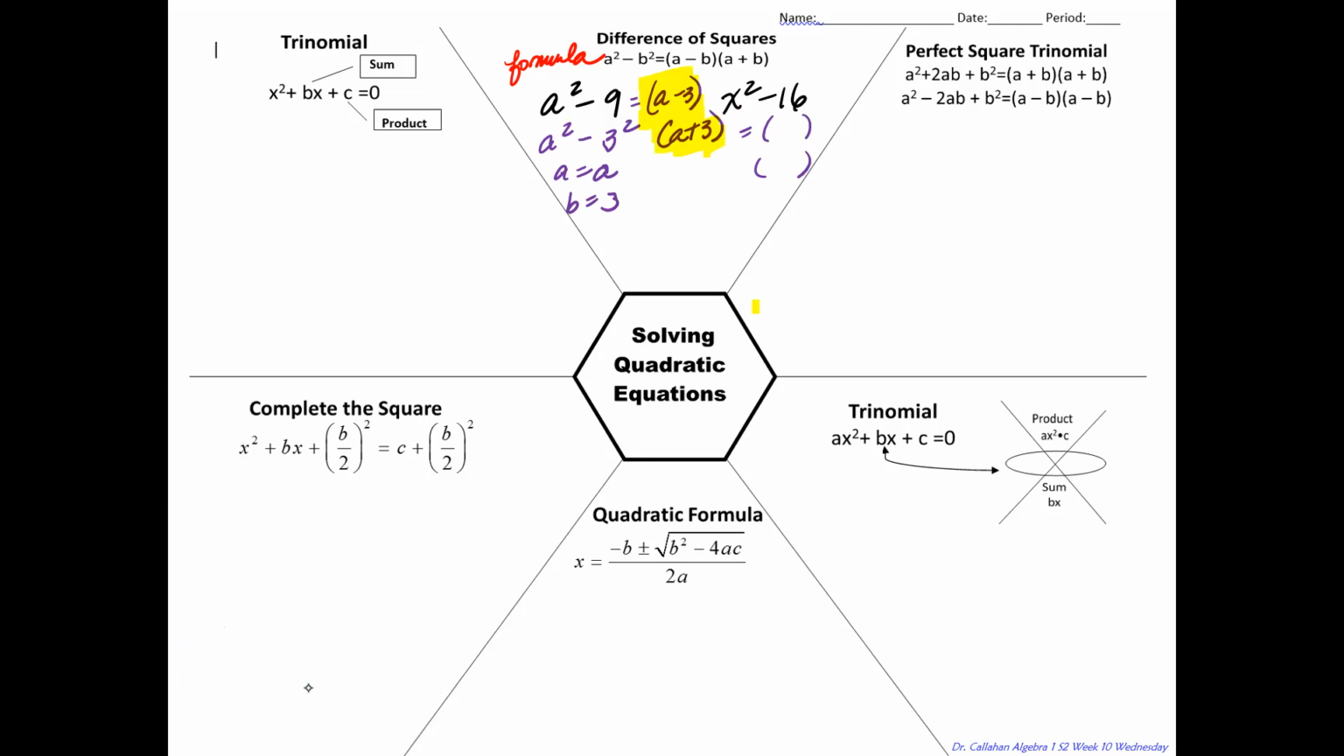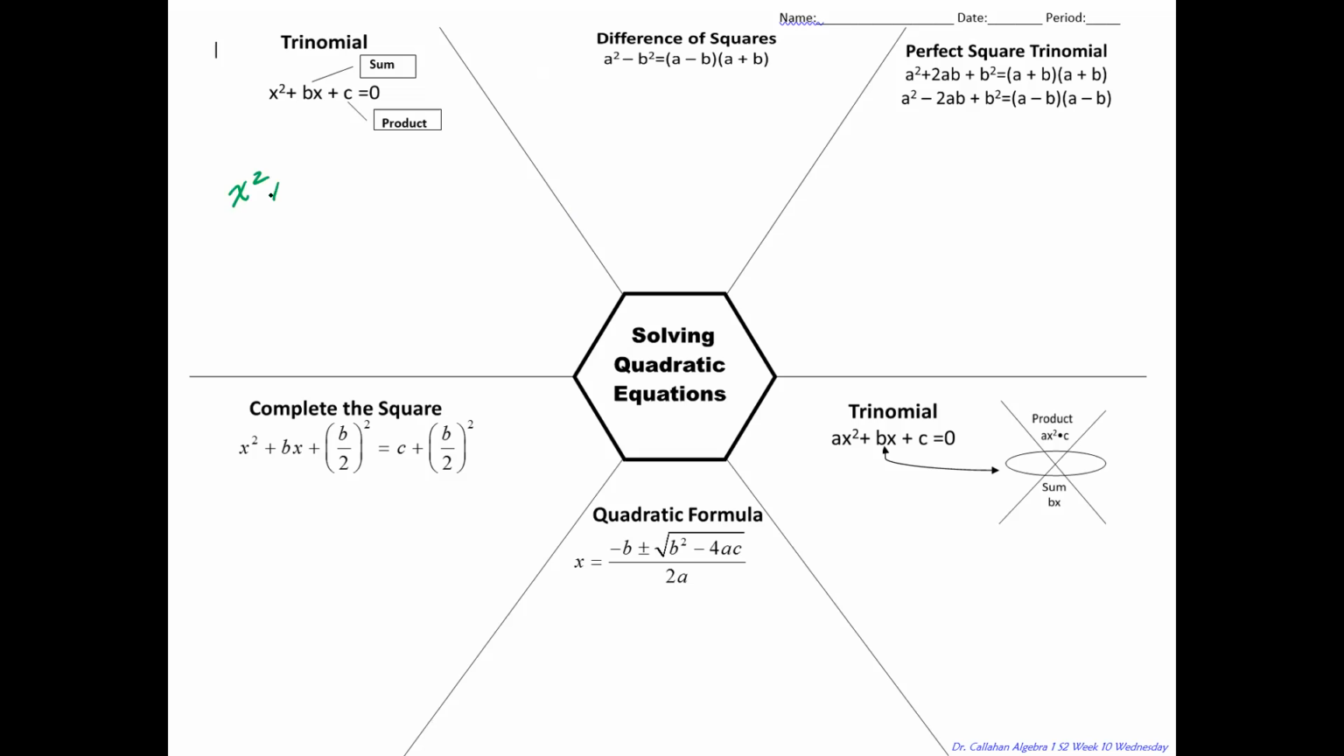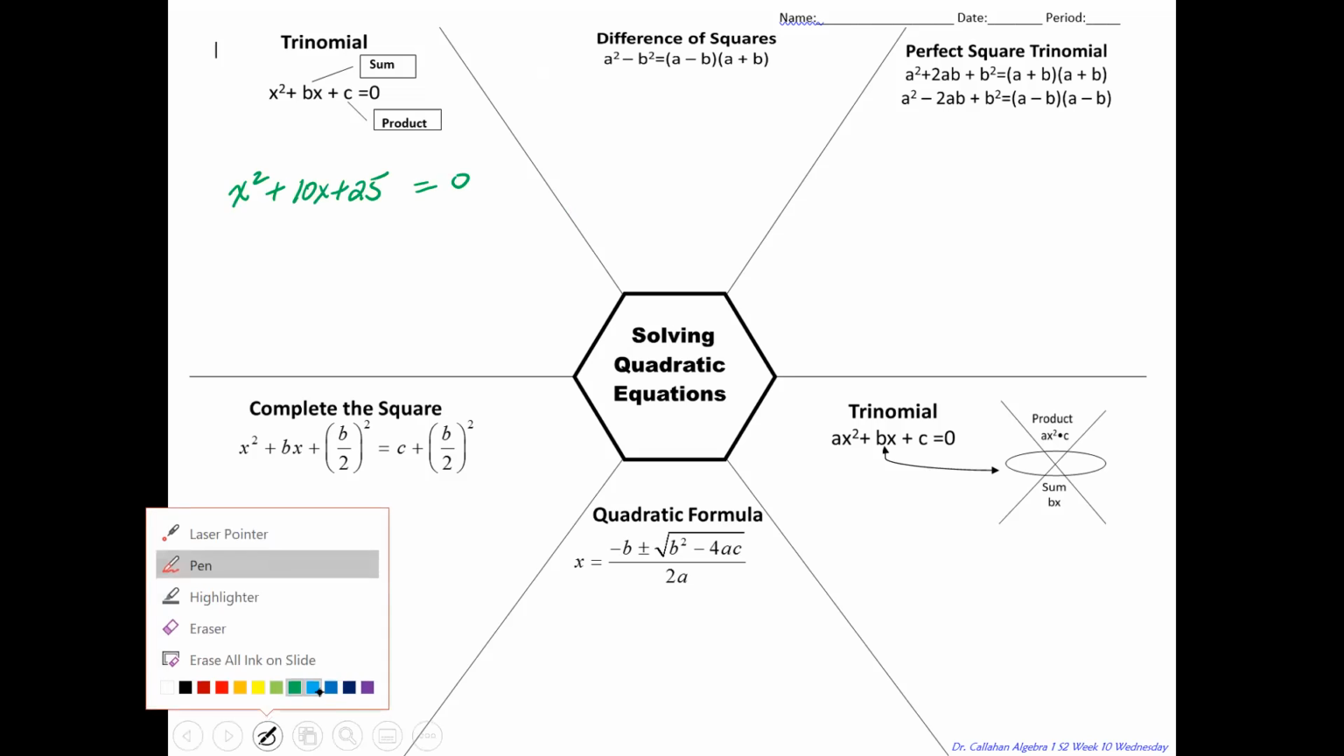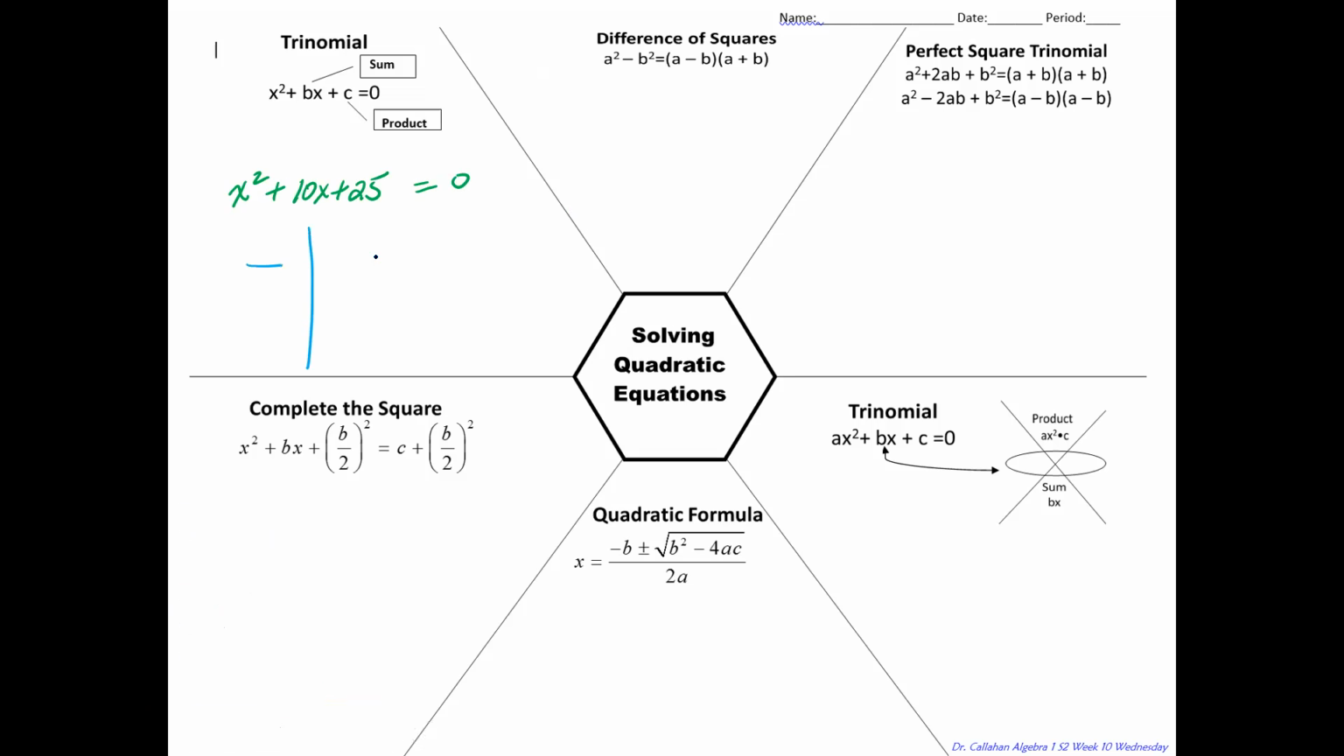Okay, next I want to talk about trinomials. With your trinomials, here you have, let's say, x squared plus 10x plus 25 equals 0. So with this one, you're going to make a little table, okay?